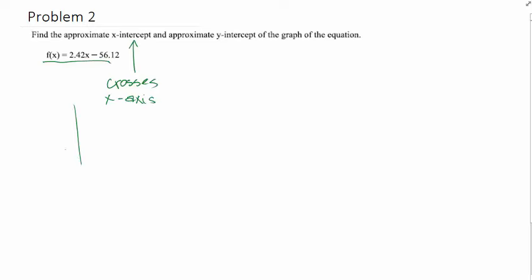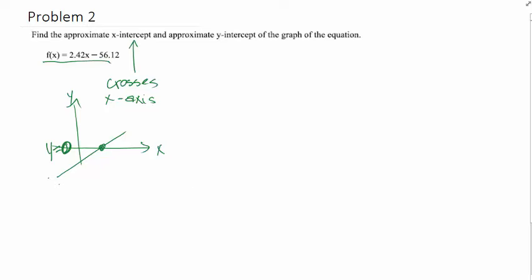And let's hypothetically say this graph goes like this, maybe. This would be the x-intercept where it crosses the x-axis, and what we can say about that is that y is equal to 0 on the y-axis. So that's how we're going to approach this.